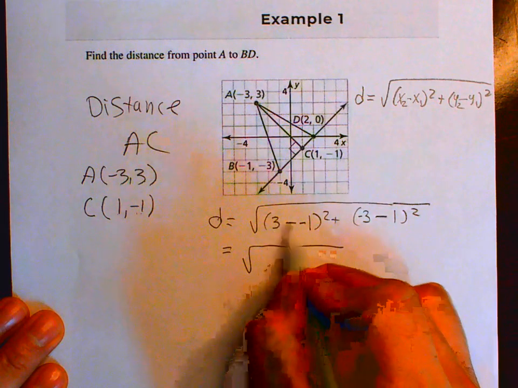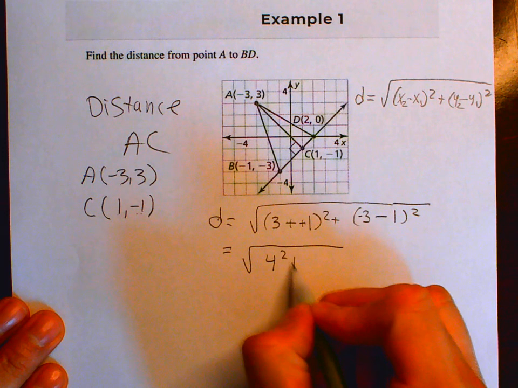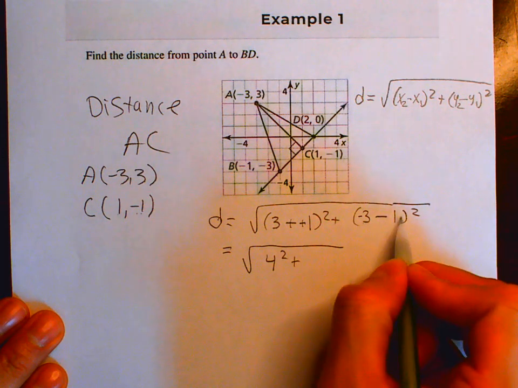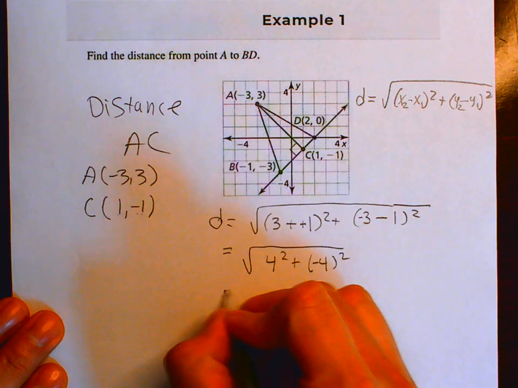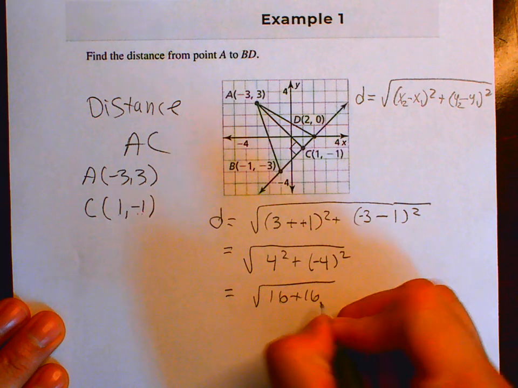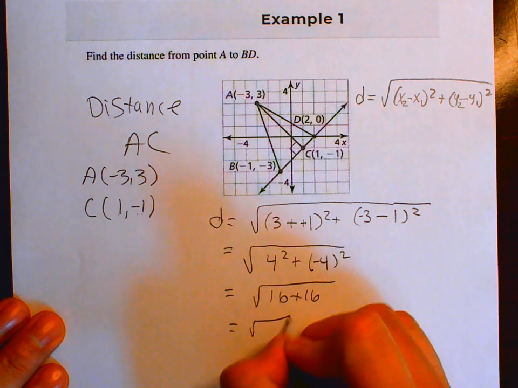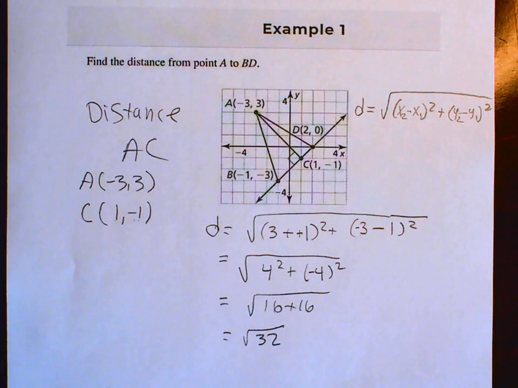Okay, 3 minus -1, that turns into addition, so that is 4 squared. -3 minus 1, that is -4 squared. So that's going to give me 16 plus 16, which is the square root of 32. Now, if I put that into the calculator, let me see what I would get.